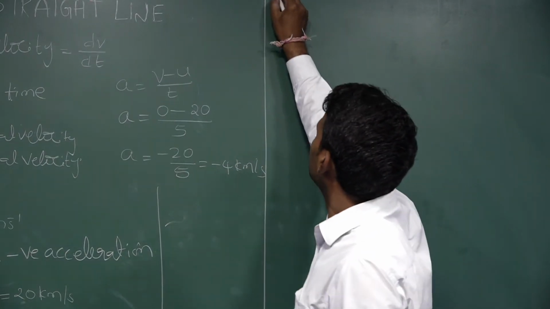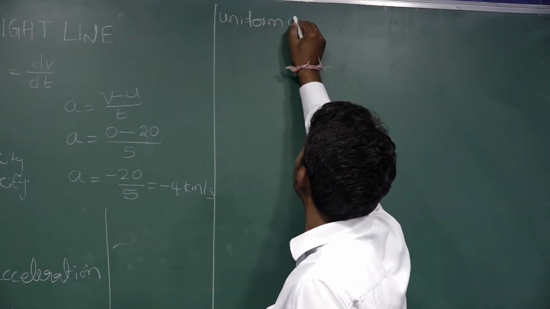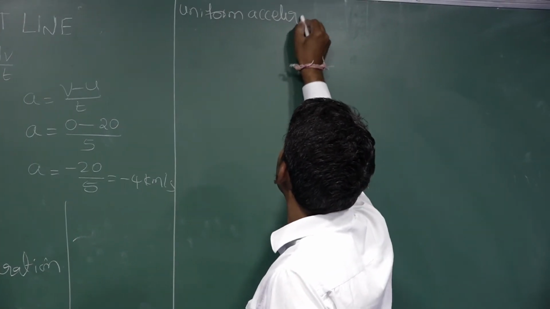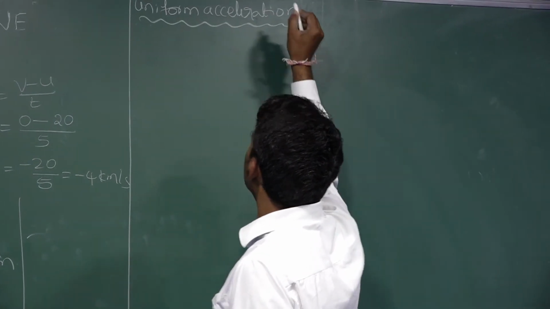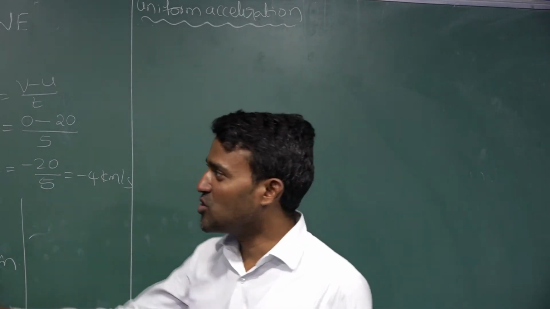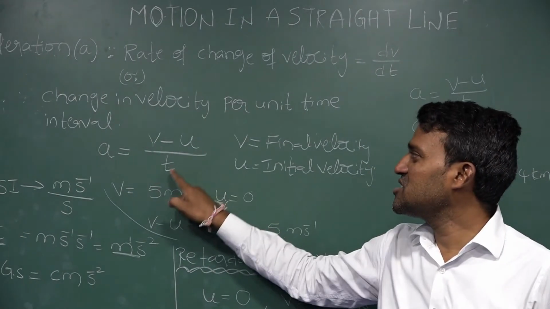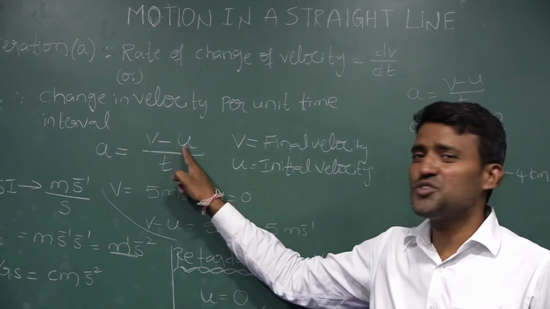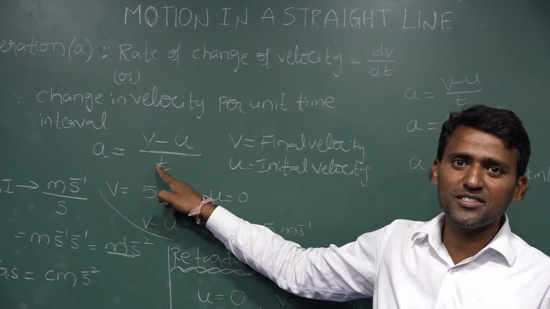Uniform acceleration. What does uniform acceleration mean? We have to go to the definition. Acceleration a is equal to v minus u by t. Here v minus u is the change in velocity and the time interval is t.